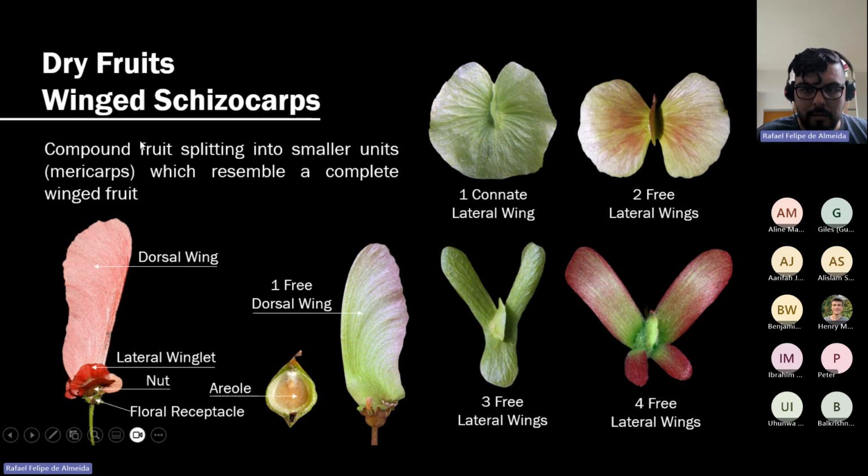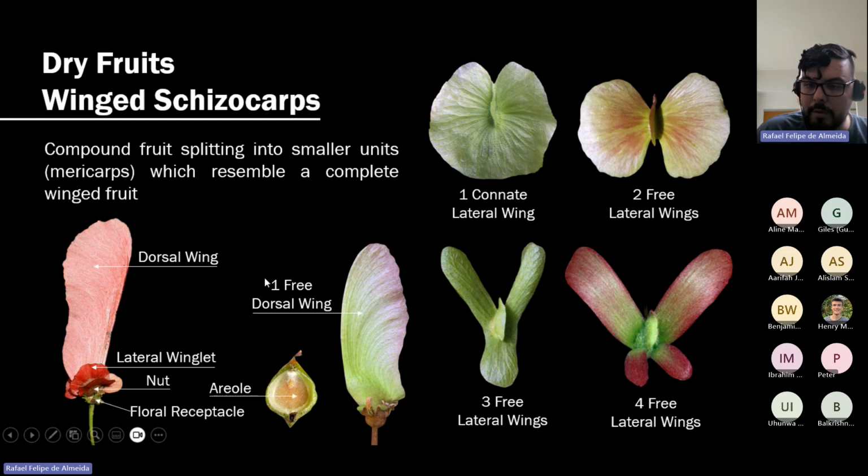So that's the same thing as I told you before, but now each mericarp might have one or several wings. So for example, here we have a dorsal wing, we have the nut, which is the region of the fruit that comprises the seed inside, and then we might have lateral winglets here at the side of the nut. Then here is the floral receptacle, and so on. So this is a structure called areole. It's the part of the fruit that attaches to the floral receptacle. So this is called areole.